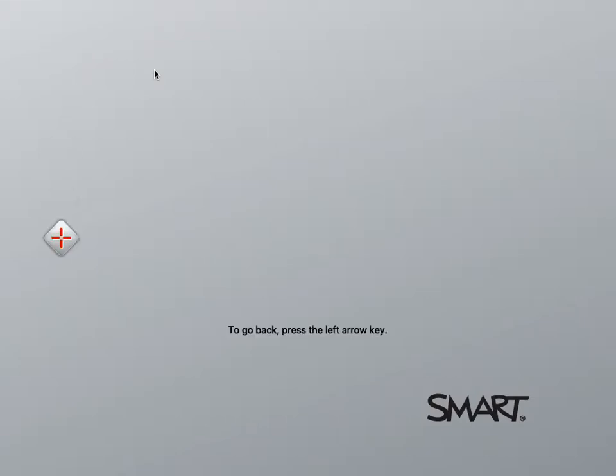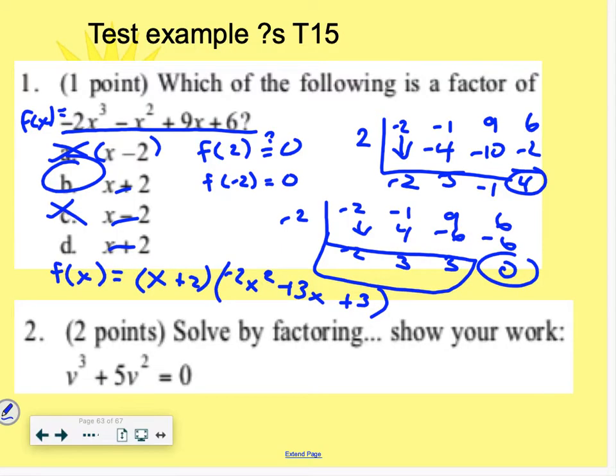I guess you could have selected either of those x plus 2's. So remember, part of the process here is trial and error, seeing if a value is a 0, so you can determine a factor. So B or D would have been fine there.